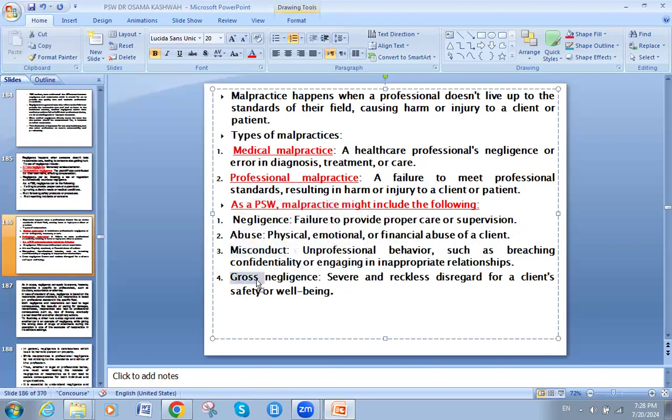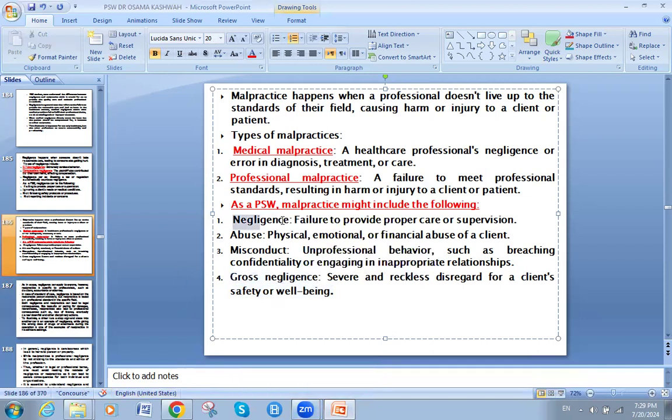We also have gross negligence. We talked about it before, like severe and reckless disregard for a client's safety or well-being. I don't care, totally, 100%, I don't care about the client. I don't care about his needs. In that case, we call this gross negligence.